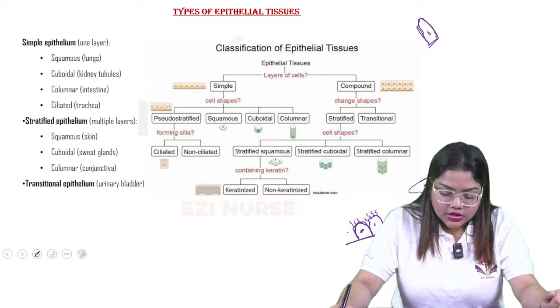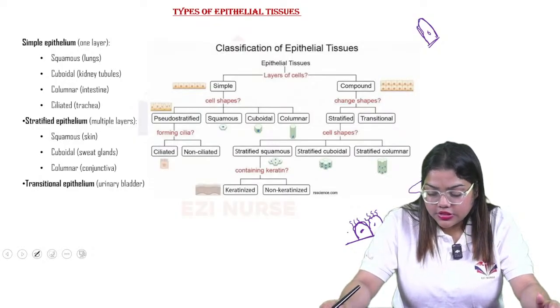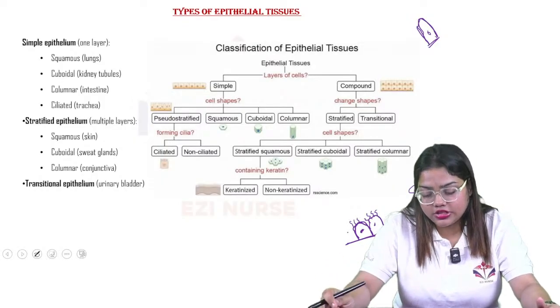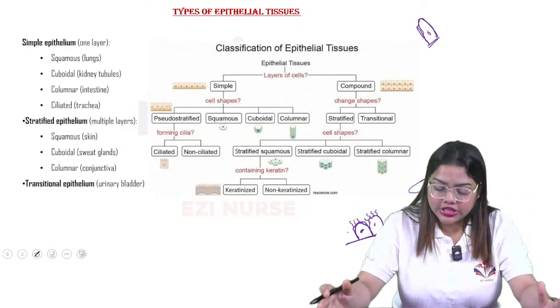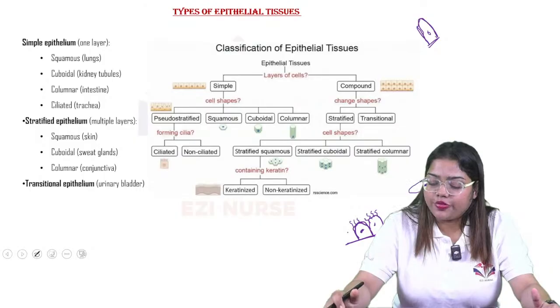Now in the compound cell, they will change the shape. They have two types, stratified and transitional. The stratified have again three types, which are stratified squamous, stratified cuboidal and stratified columnar.